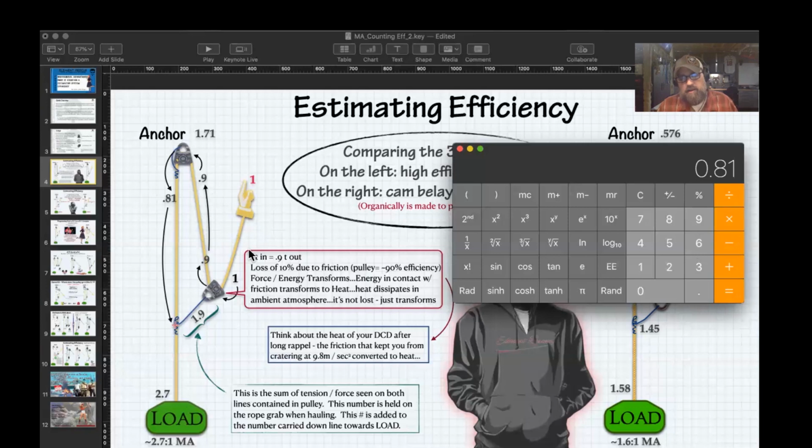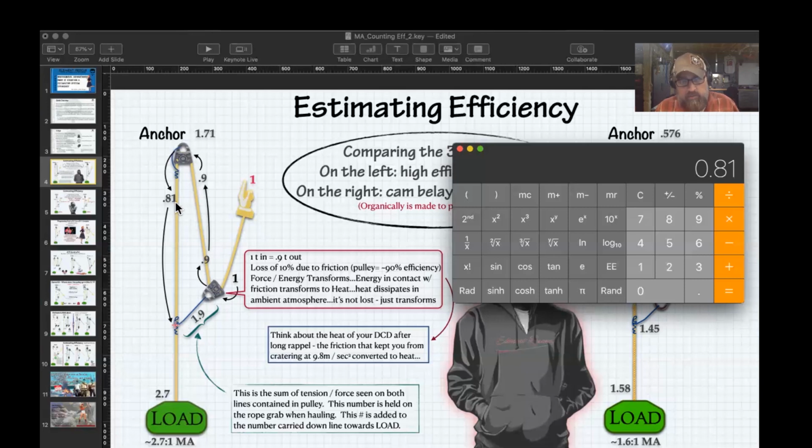Now back here on that first pulley on our Z drag, remember if 1 comes in, 0.9 comes out, we have to basically add those numbers together, and that is what's being held on our prusik. When we're counting tensions, it was 1 comes in, 1 comes out, and we have 2. Not the case when we're counting efficiencies. So 1 comes in, 0.9 comes out, 1 plus 0.9 equals 1.9, and that's what's sitting here on your prusik, and that's what's going to be added to this number.